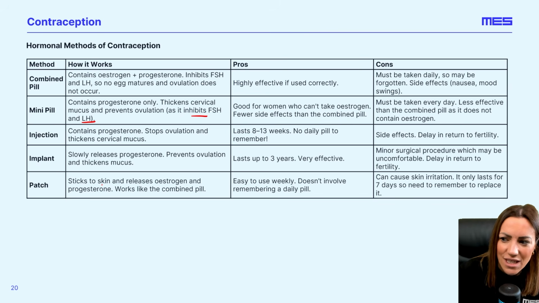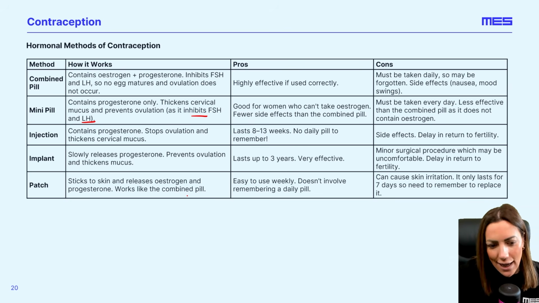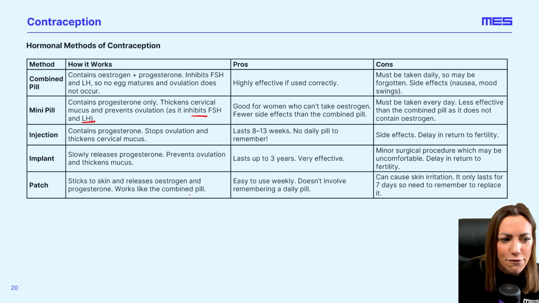The patch sticks to the skin. It releases estrogen and progesterone, which move through the layers of the skin into the bloodstream. Works like the combined pill because, again, estrogen blocks FSH, progesterone blocks FSH and LH, so eggs are not released from the ovaries.